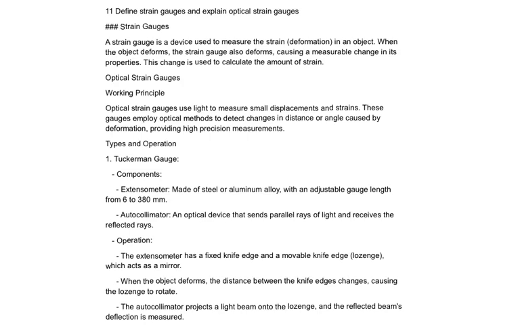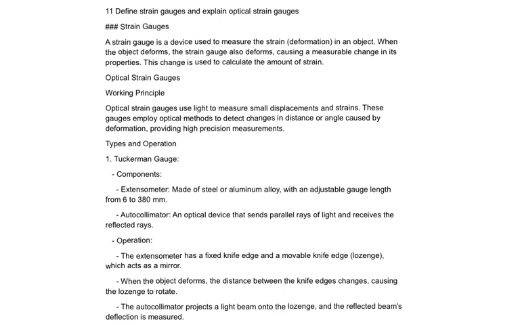The next one is: define a strain gauge and explain the optical strain gauge. As we all know, a strain gauge is a device used to measure the strain in an object. When the object deforms, the strain gauge also deforms and causes a measurable change in its property. This change is used to calculate the amount of strain.